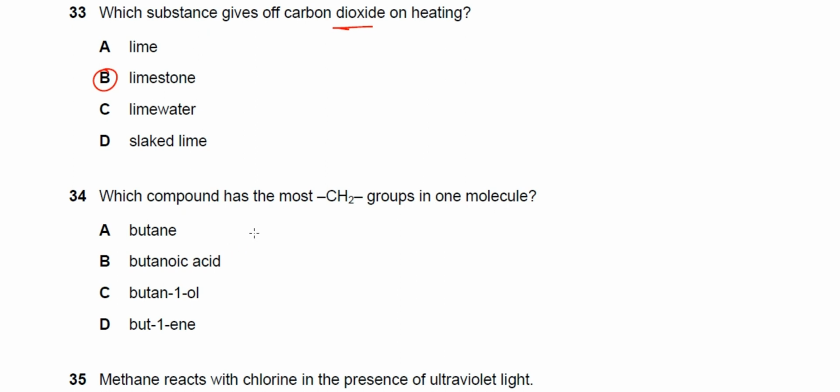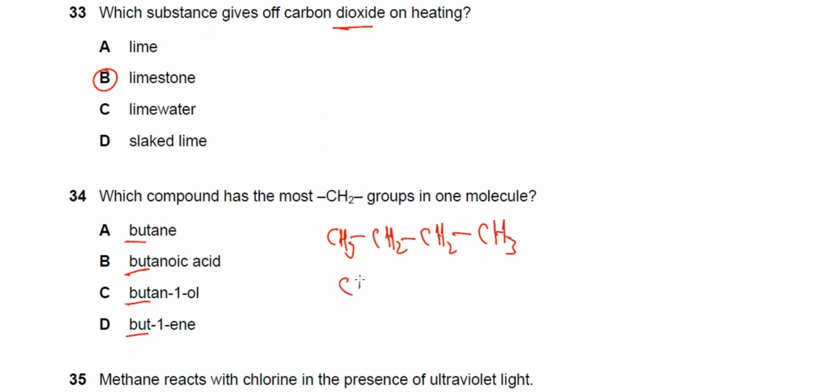The one which contains more carbon atoms. So butane, butanoic acid, butanol and butene all have 4 carbons. You can easily understand it, let me check. Butane I can write as CH3, CH2, CH2 and CH3. How many CH2 groups are there? Only 2.